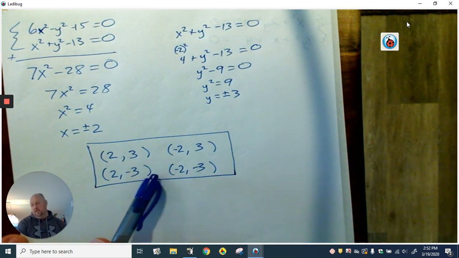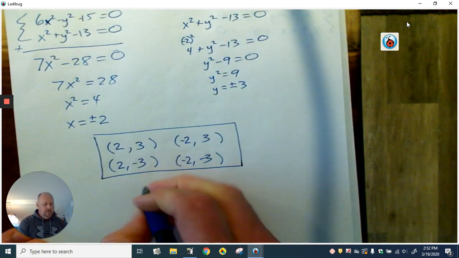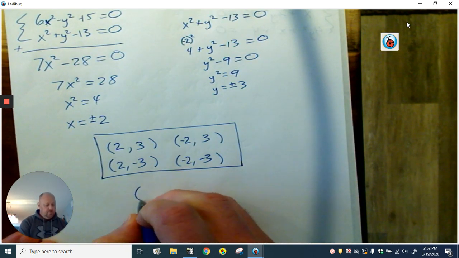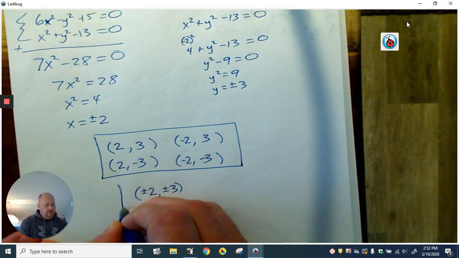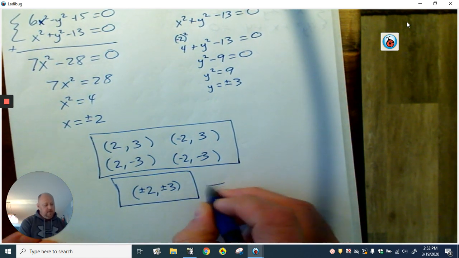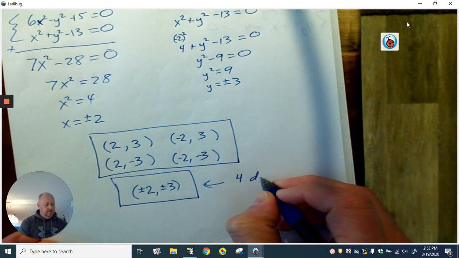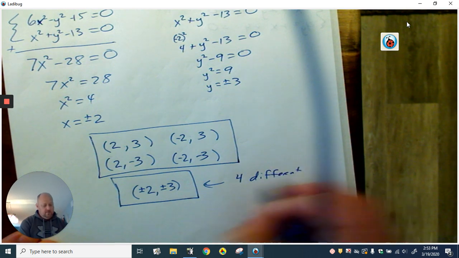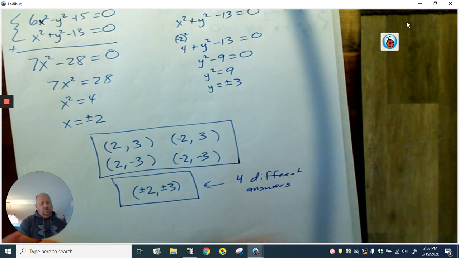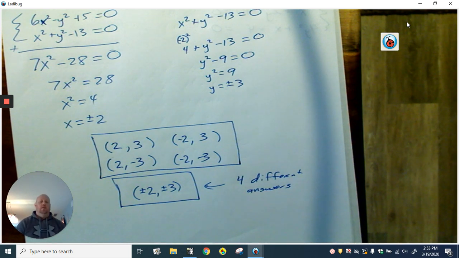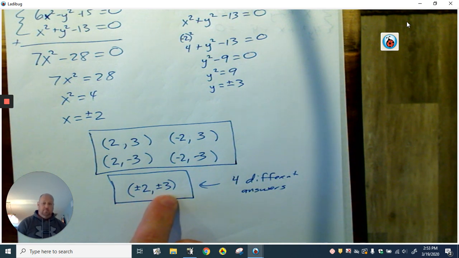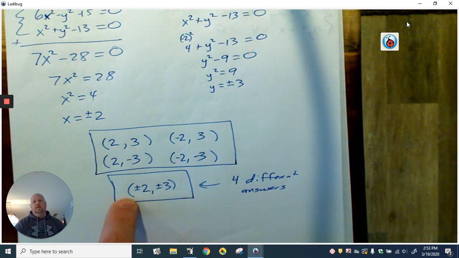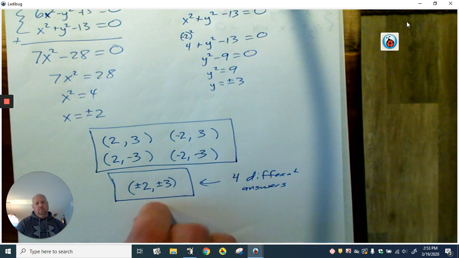Now in this particular case, what I could do is a shortcut version and just write plus and minus 2, plus and minus 3. This answer means 4 different answers. You can only use that notation if you want all 4 of these answers, because it basically means I could have a +2 with either positive or -3, and I could have a -2 with both. If you don't actually want all 4 answers, you cannot use that notation.